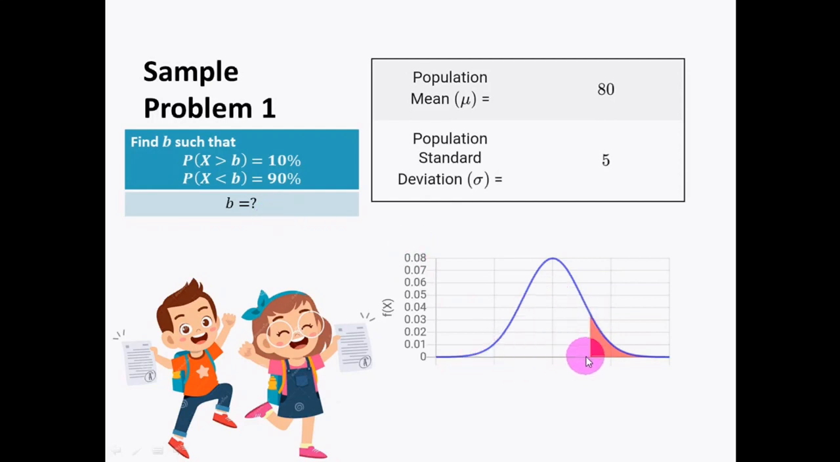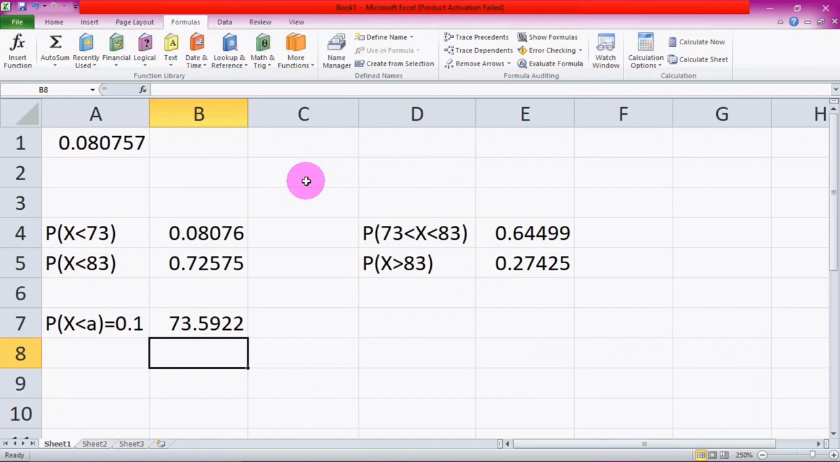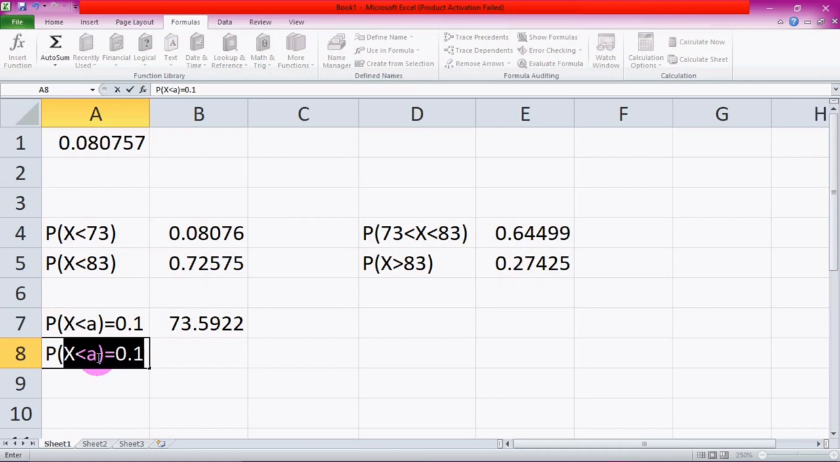And since in Microsoft Excel, the command we can use to compute directly is the probability that X is less than B is equal to 90% or 0.9, this is what we will use in Microsoft Excel. So instead of 10% for greater than, we will use less than, then 90%. Using Excel, we have the probability that X is less than B is equal to 0.9. And now, we are looking for the value of B.